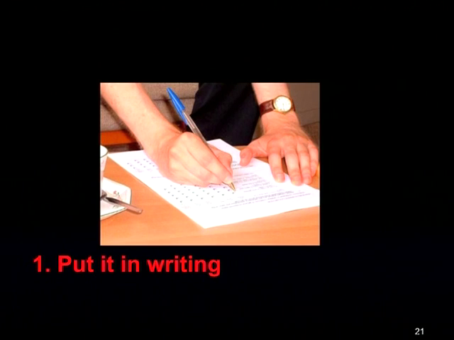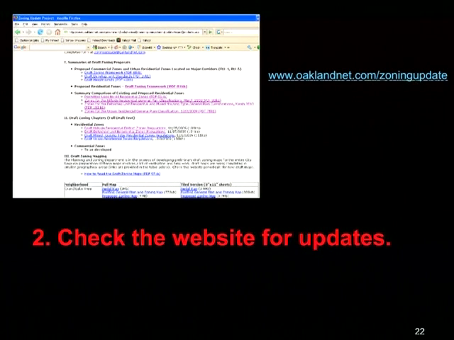There are a number of ways you can comment on the zoning proposals. Putting comments in writing is always the best way to register your opinion or make a request. You can regularly check the project website for updates. The URL is www.oaklandnet.com/zoningupdate. All of the proposed new regulations and maps are on the web.